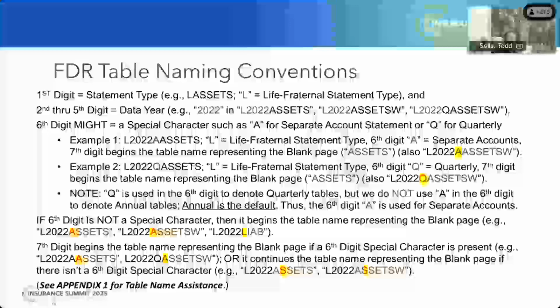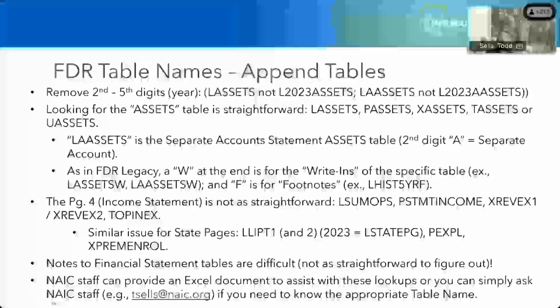And then, again, the next slide we're going to talk about, since we've appended those data tables in the enterprise data platform, we get to remove those 4-digit calendar years, right? So L assets, not L 2023 assets, LA assets for separate account. So LA assets, the 2nd digit A is the separate account indicator. And then the assets table itself is straightforward. L assets, P assets, X assets. Same with the write-in with the W behind it, right?